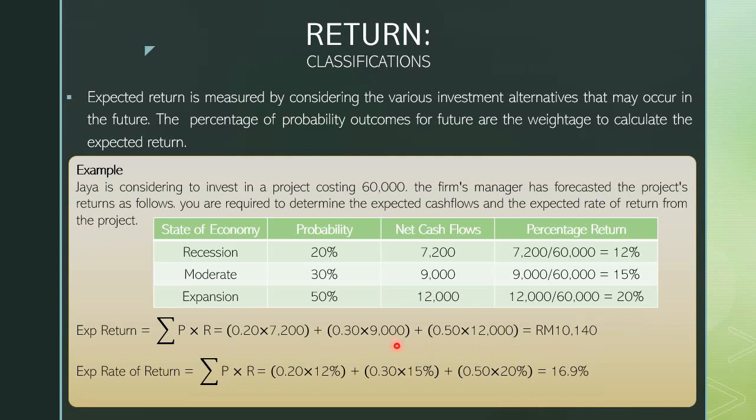Therefore, you should get the expected cash flows to be 10,140. But if the question asks you to calculate the expected rate of return, see the word rate here, kadar, rate, then you need to use the return in terms of percentage: 0.2 times 12%, 0.3 times 15%, 0.5 times 20%. So you get 16.9%.